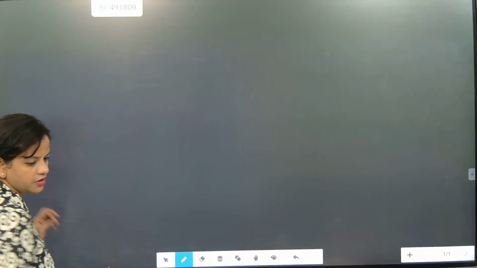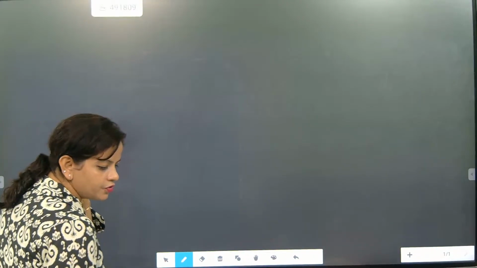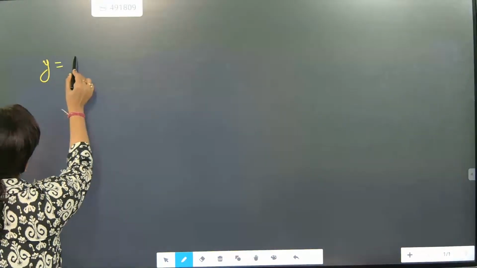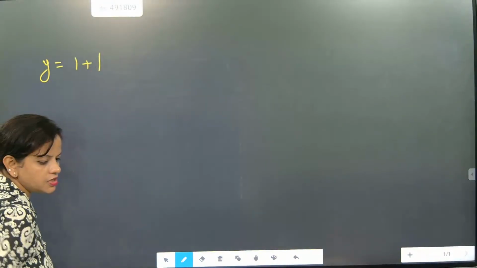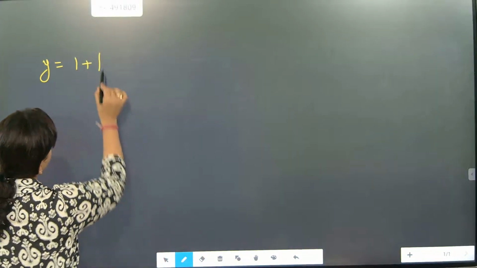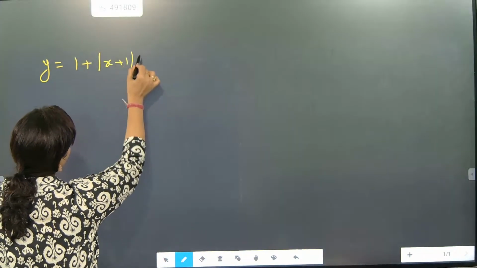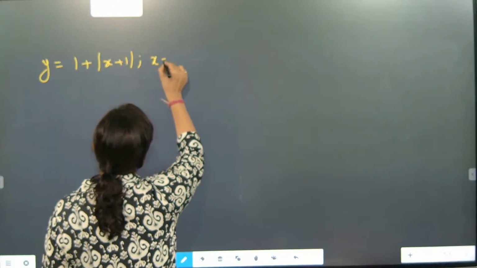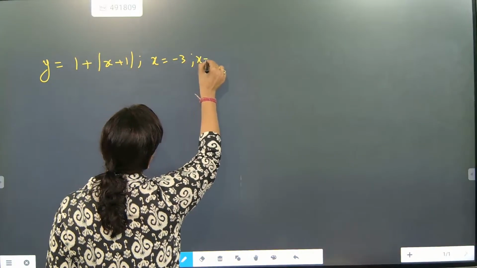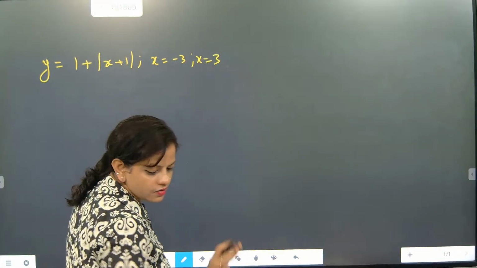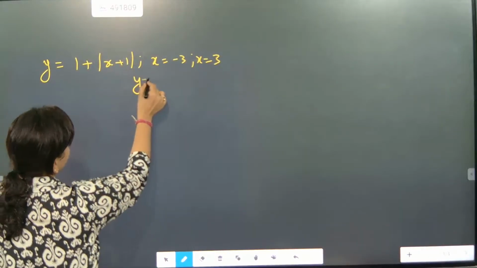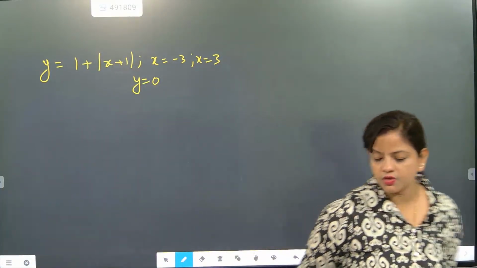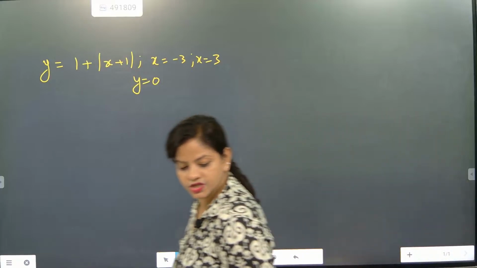Get ready for it. Now check this one out. What we have to do here is another question given to you: y is equal to 1 plus modulus of x plus 1, with bounded regions x is equal to minus 3 and x is equal to 3 and y is equal to 0. Very carefully design this question and solve. y is equal to 0 is also one of the bounded parts.